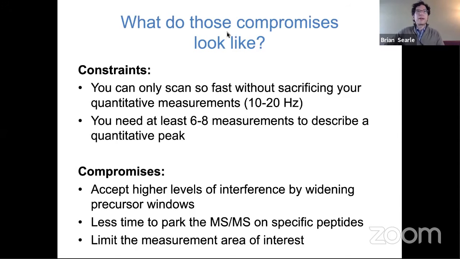And so for this, there are several compromises that you need to consider making with DIA. One is that, as I said earlier, you have to accept a higher level of interference in these windows by looking at co-fragmentation of multiple peptides at any given time point. Secondly, you typically spend less time parked on each MS/MS scan with DIA than you would with an equivalent PRM experiment. And thirdly, you typically need to limit the measurement area that you're interested in. You typically can't scan the entire DDA range, which most people would acquire from, say, 400 to 1600. Typically, we have to look at a more limited range, from 400 to 1200 or 400 to 1000.